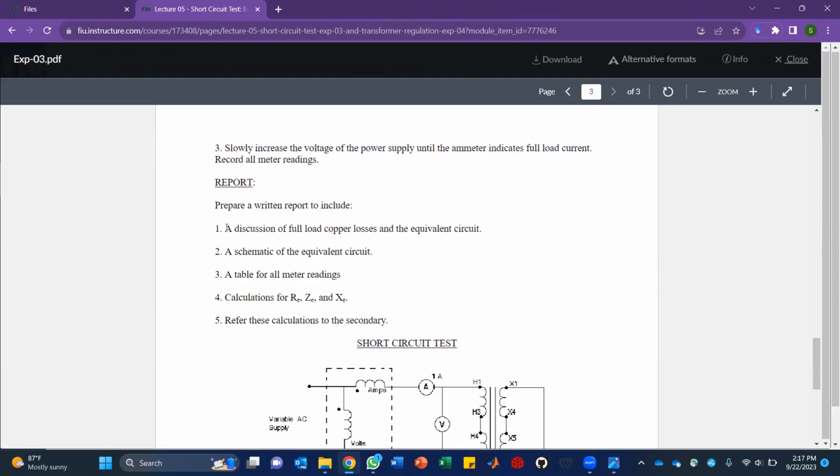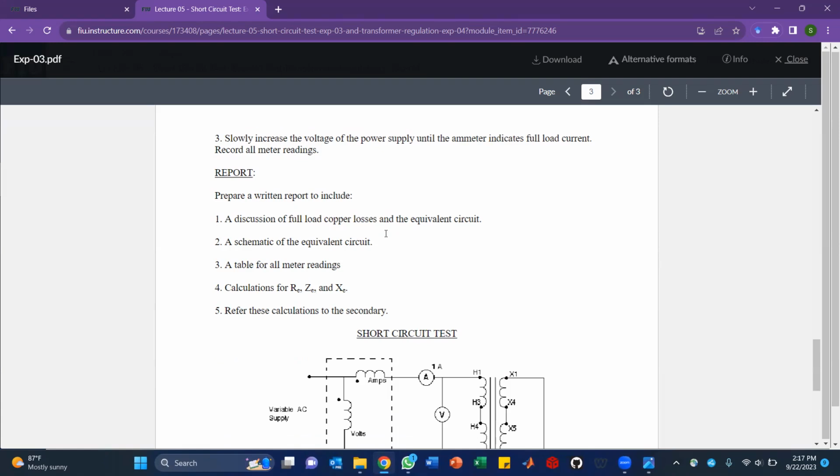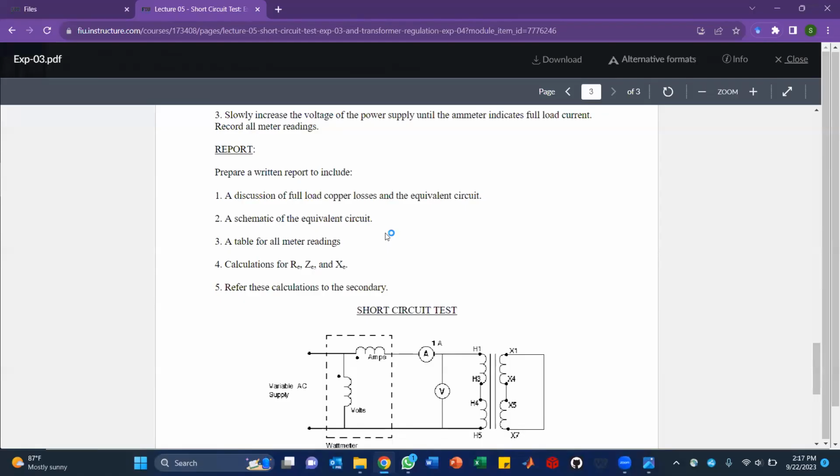Let's read out question 1, discussion of full load copper loss and the equivalent circuit. In this experiment, what this R equivalent and Z equivalent or X equivalent will determine is the copper losses of a transformer. Since we have covered the short circuit one, that means we actually covered the full load copper test. So we can calculate that by using those formulas I've given.